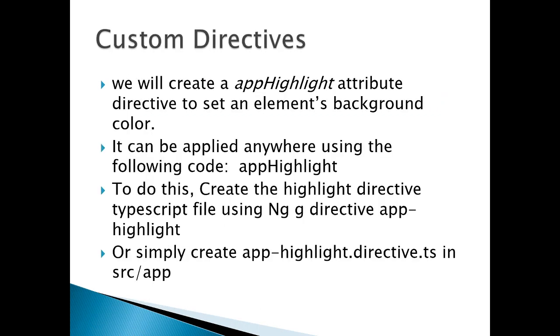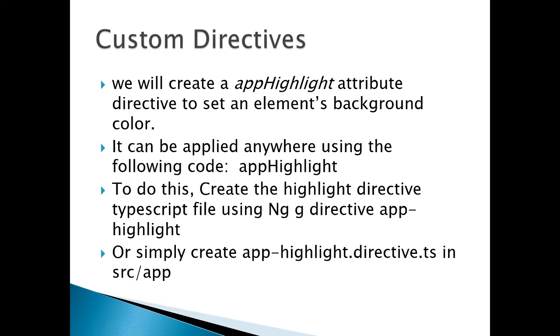Now we can create our own directives. To create our own directive, we have to create a new directive. To create a new directive, you have two ways. One is you just go to your command prompt and type ng generate directive and the name of the directive. For example, if we are creating a directive to highlight something, we create it with the name app-highlight. So you will write the command ng g directive app-highlight. It will create a directive in your app directory.